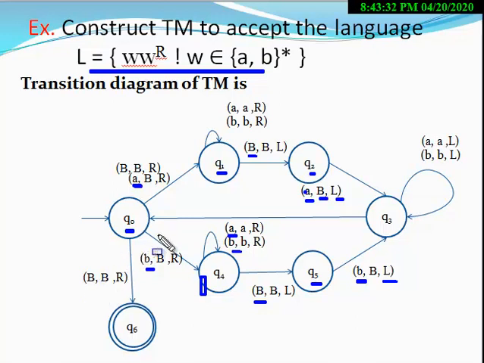In this situation, the machine goes to the final state. Okay? So when at the state Q0 the blank symbol appears, it means the machine goes to the final state.